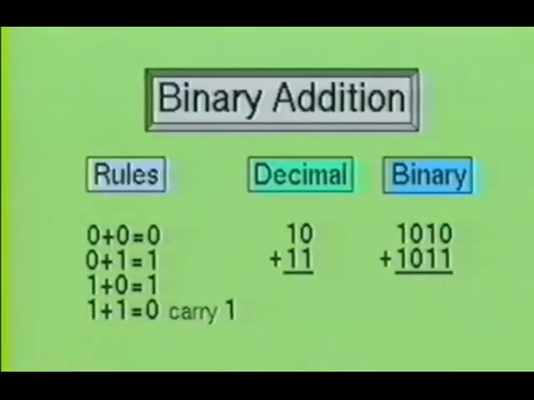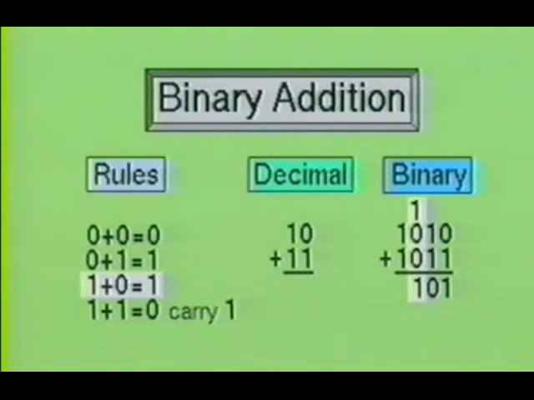Let's look at an example for adding 1010 in binary with 1011 in binary. We have shown our example in both decimal and binary notation. We can see from the rules for addition that 0 plus 1 equals 1, so we place a 1 in the rightmost column. Next, the rules show that 1 plus 1 equals 0, carry 1, so we place a 0 in this column and carry 1.